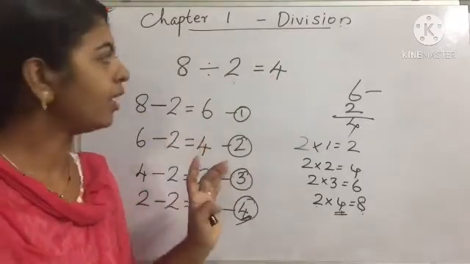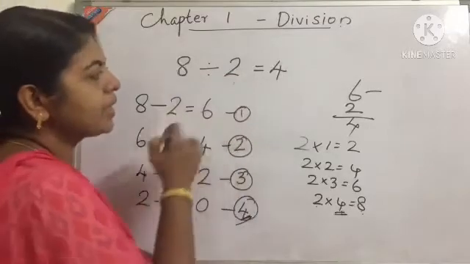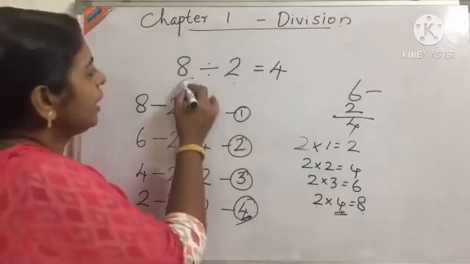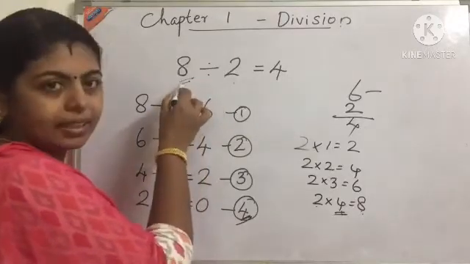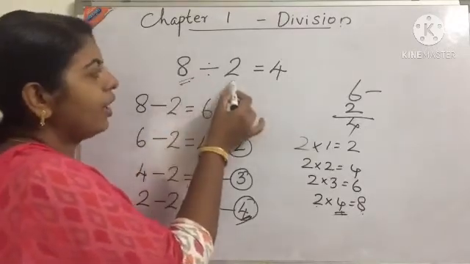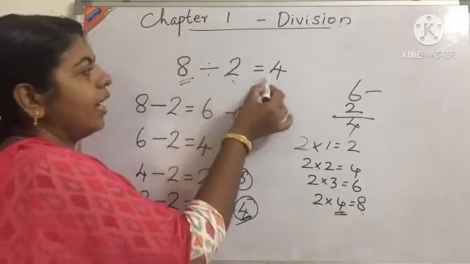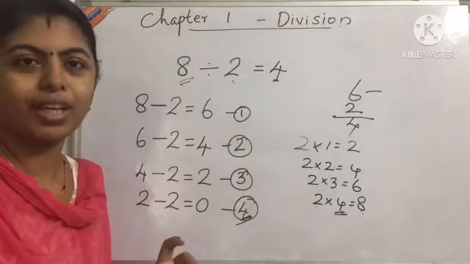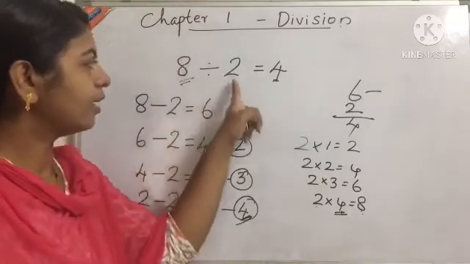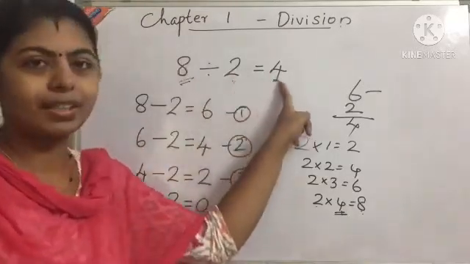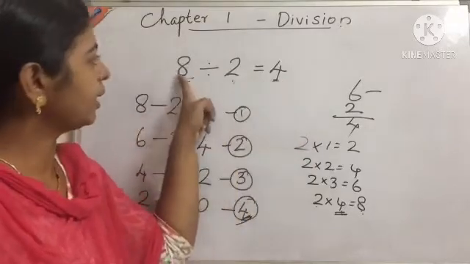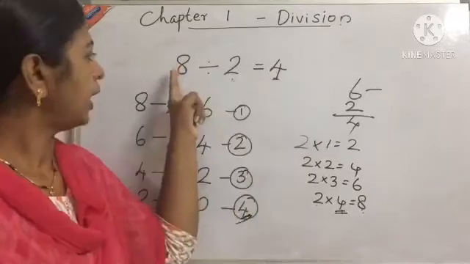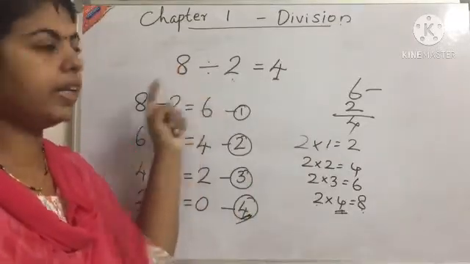Clear? Here all these numbers have some name. What are the names? This 8 is called dividend. This 2 is called divisor. And this 4 is called quotient. Okay? Dividend, divisor, quotient. Repeat that. Dividend, divisor, quotient.